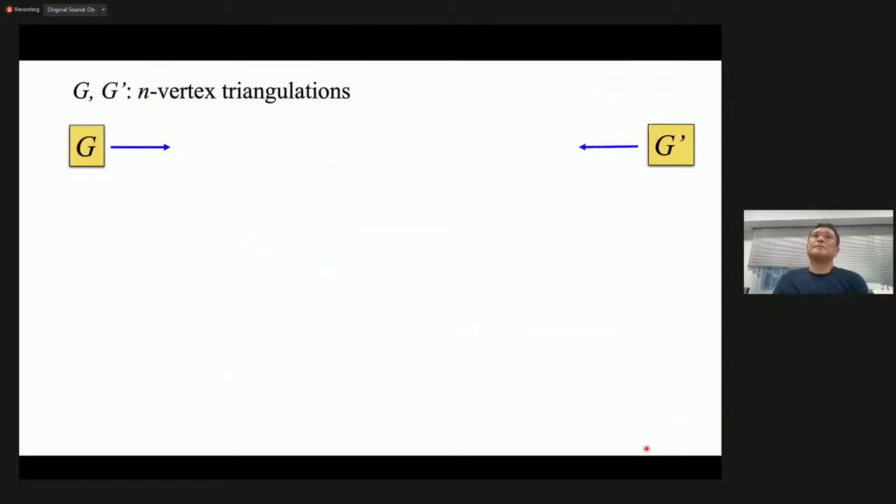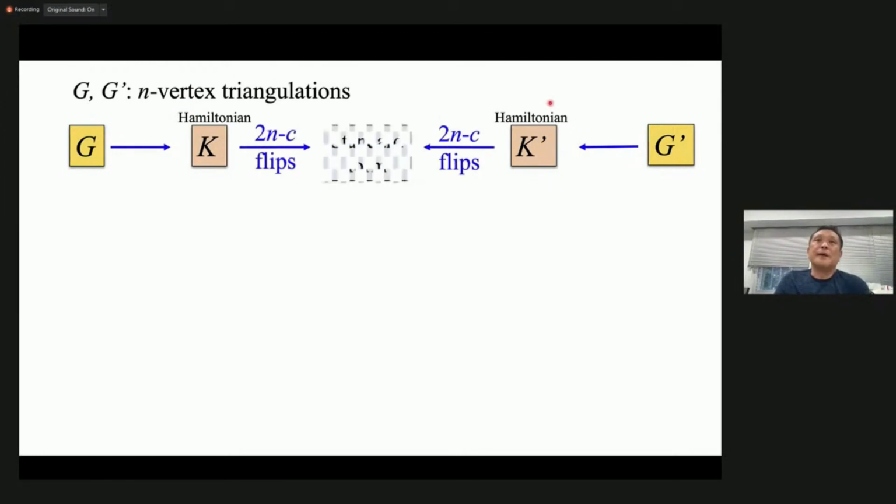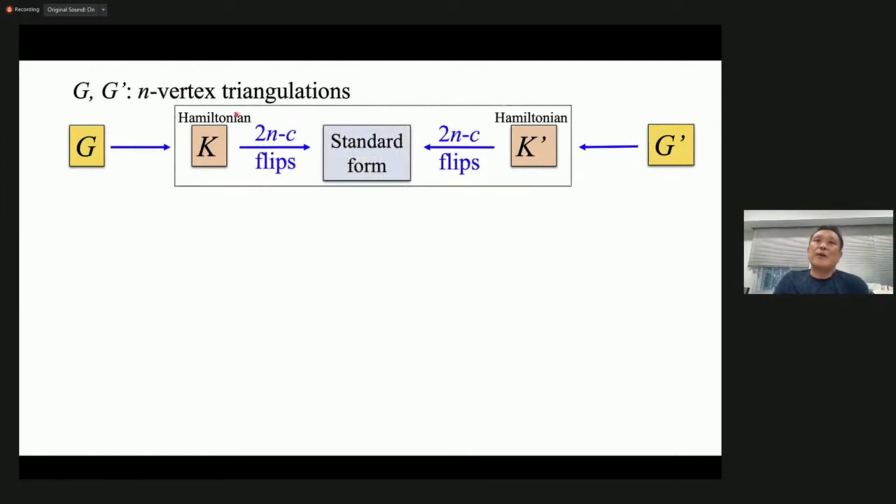So let's prove our main result. Let G and G prime be n-vertex triangulations. Suppose G can be transformed into a Hamiltonian one, and G prime is also transformed into a Hamiltonian one. By the lemma, these two Hamiltonian triangulations can be transformed into each other by at most 4n diagonal flips via the standard form.